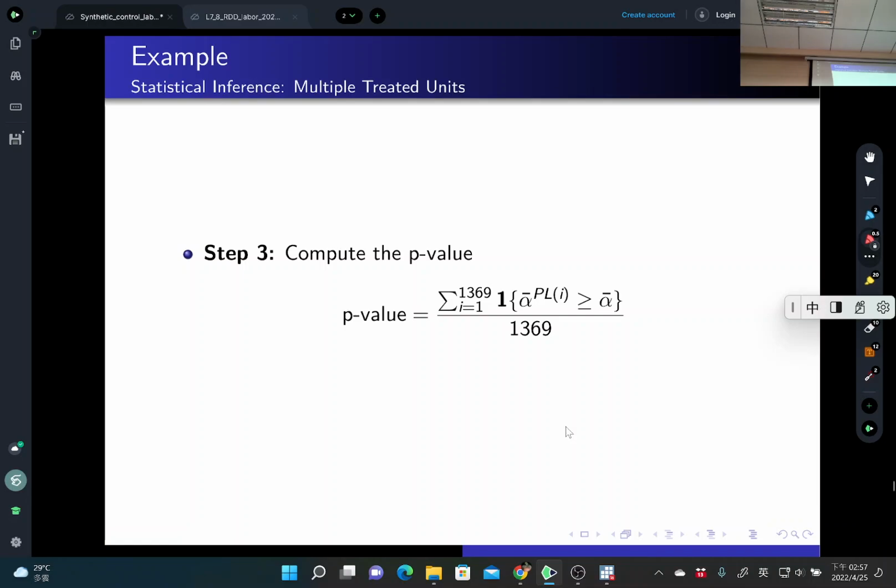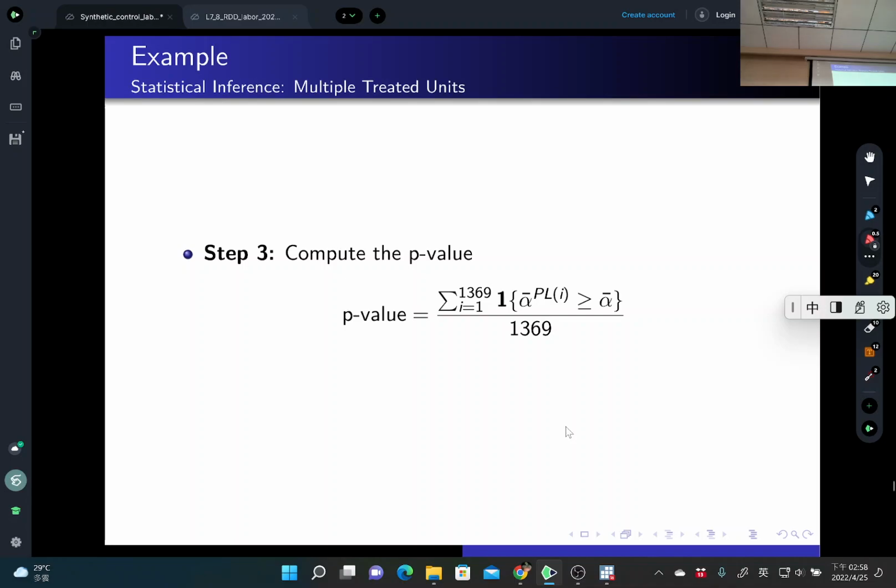So the goal is to compute the p-value. For each possibility, we calculate the average placebo effect, and we want to compare it with the average effect for the treated units, Pennsylvania and California. Again, we want to know, from these 1,300 possible placebo average treatment effects, how many of them are bigger than the real effect for California and Pennsylvania. If a lot of placebo effects are bigger than the real effect, we might conclude the effect is not very significant, because by just randomly picking another placebo combination, we can get a very big impact compared with the real effect. So the p-value will be very high, which means we cannot say it is different from zero.